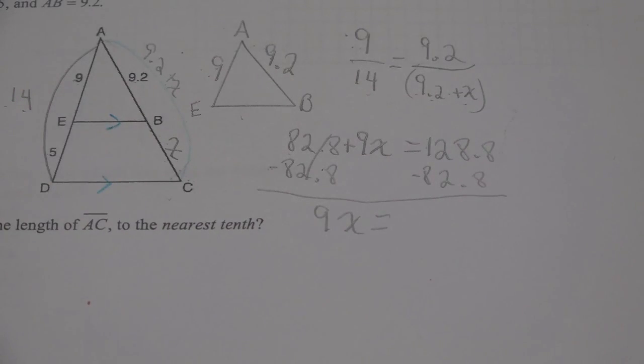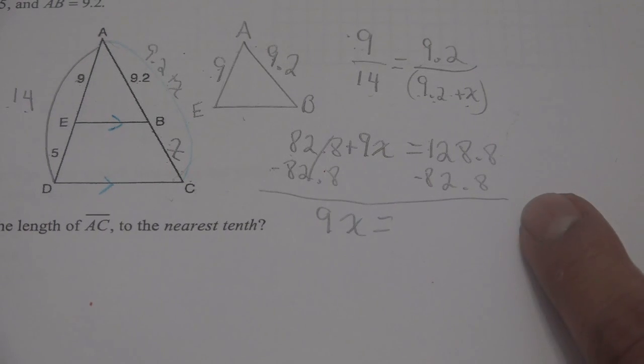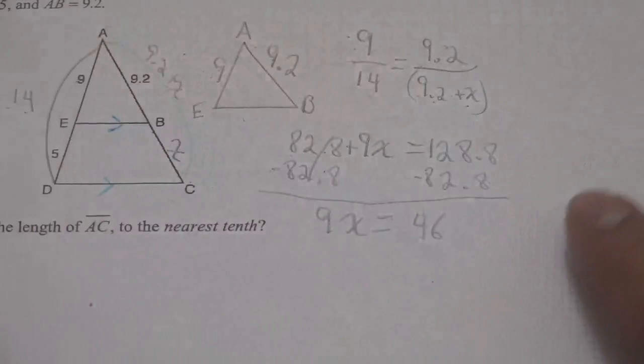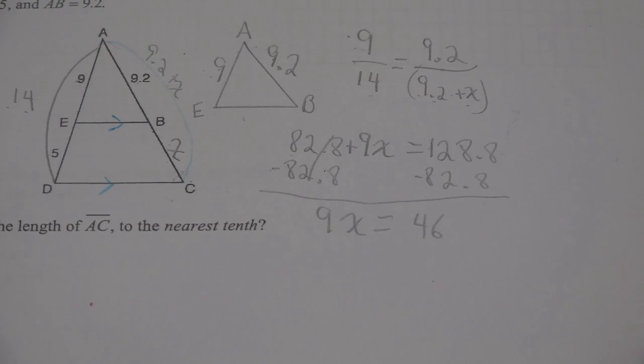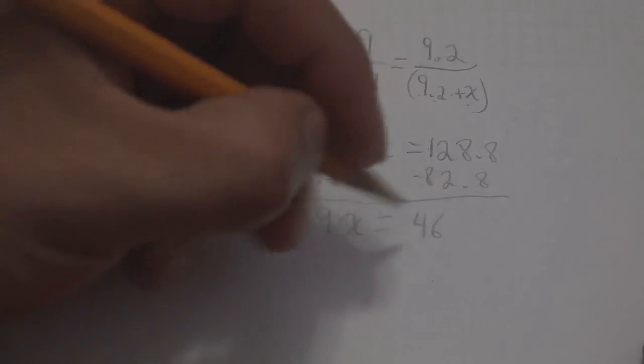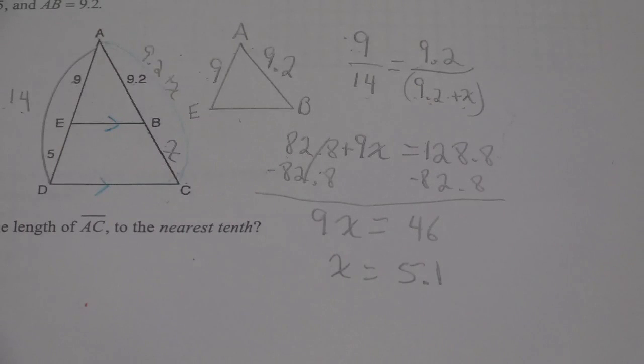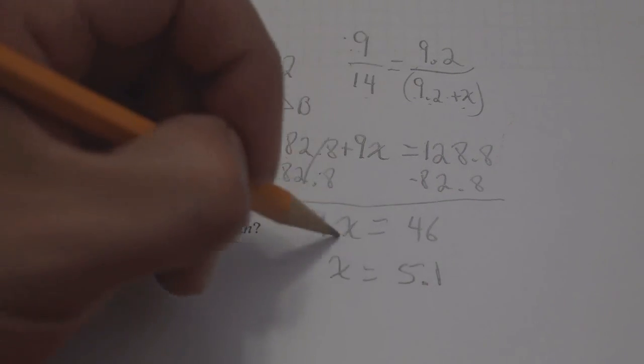So, what is 128.8 minus 82.8? That is 46. And now, I just divide by 9 on both sides, right? Correct? So, divide by 9 on both sides and I get 5.1. Am I correct? Or am I not correct? Wait, hold on a second. No, that's correct. All right, I did it.